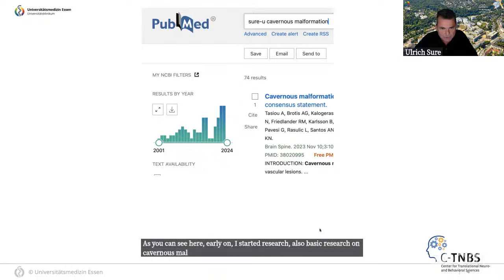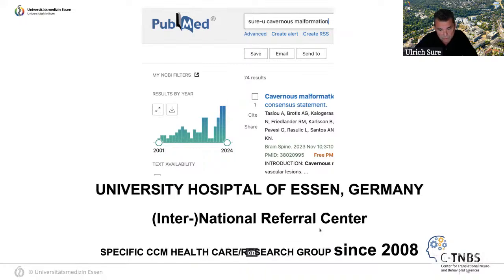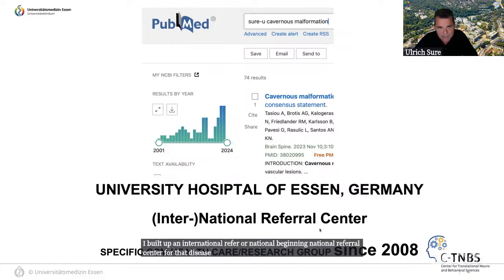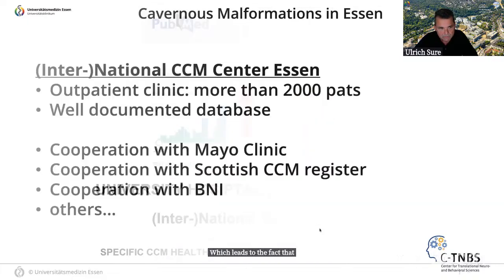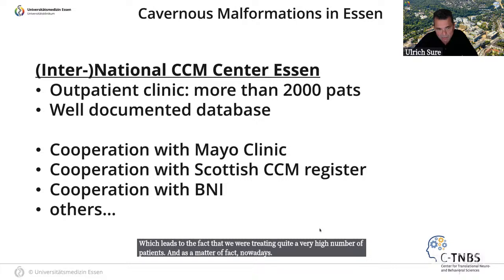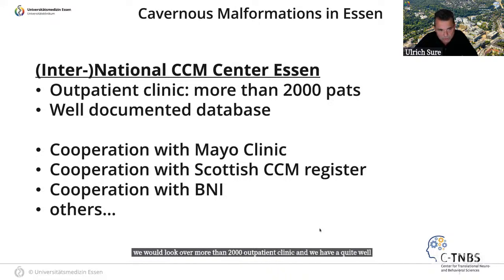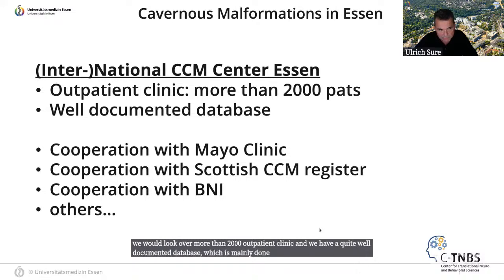And maybe up to date, I published more than 70 Medline papers on cavernous malformations. And when I took over the chairmanship in Essen in 2008, I built up an international, in the beginning national, referral center for that disease, which led to the fact that we were treating a very high number of patients. As a matter of fact, nowadays we have seen more than 2,000 in the outpatient clinic, and we have a quite well-documented database, which is mainly done by my collaborators, in particular, Philip Dammann.